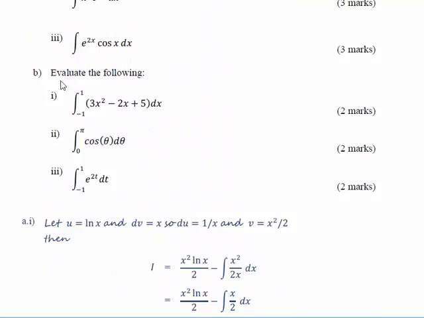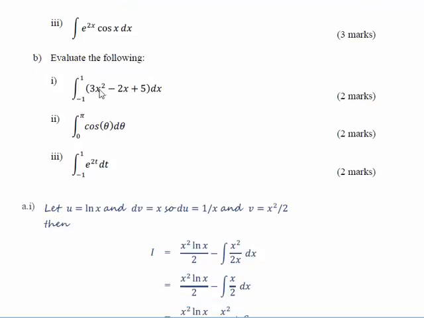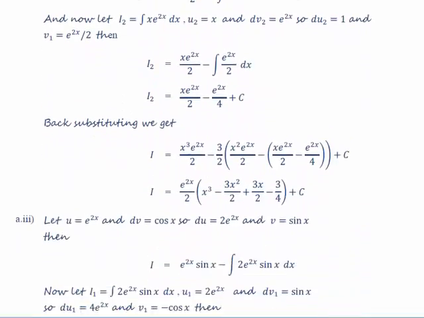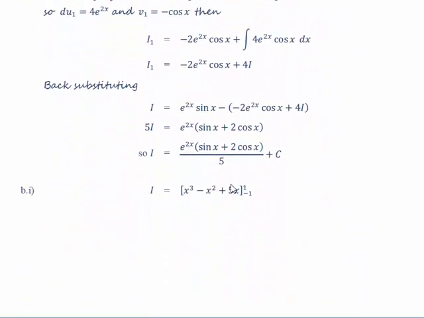Part B. When you see the word evaluate, it means find a value for. This is a definite integral from minus 1 to plus 1. We raise the power by 1, so x squared will become x cubed over 3, and the 3 will cancel with that, so that will become x cubed. This will become x squared over 2, and the 2's will cancel, and this will become 5x. So the integral will be x cubed minus x squared plus 5x.